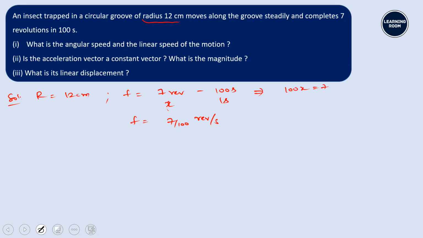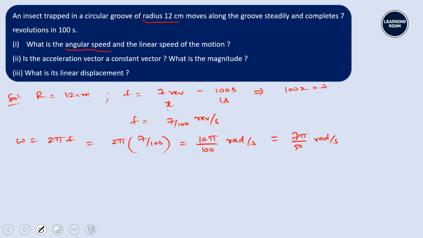Is the point clear? Now, what is going to be the angular speed? So angular speed is omega. So omega will be equal to 2 pi into f. So 2 pi into 7 divided by 100. So it will be 14 pi divided by 100 radians per second. If I have to write it in the simplified manner, I'll write it as 7 pi by 50. So 7 pi by 50 radian per second is going to be the required angular speed.